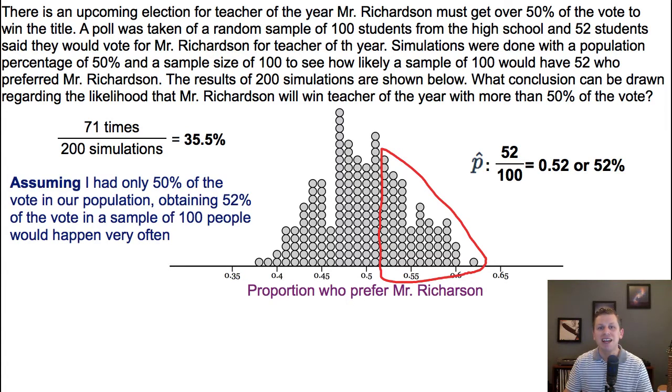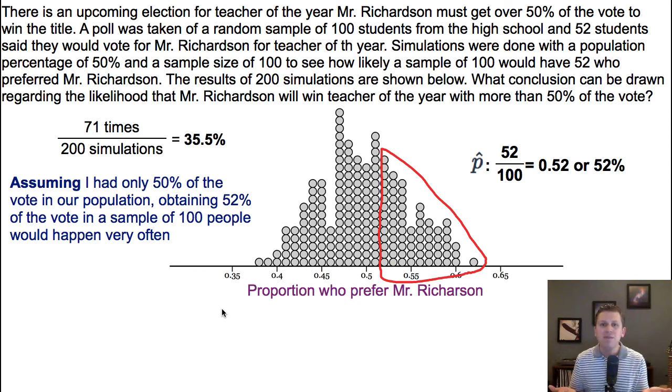What that means is that assuming I only had 50% of the vote, if I asked 100 people, obtaining 52% of the vote would happen very often. It would happen 35.5% of the time. So what this means is that it's very likely that I actually had only 50% of the vote.